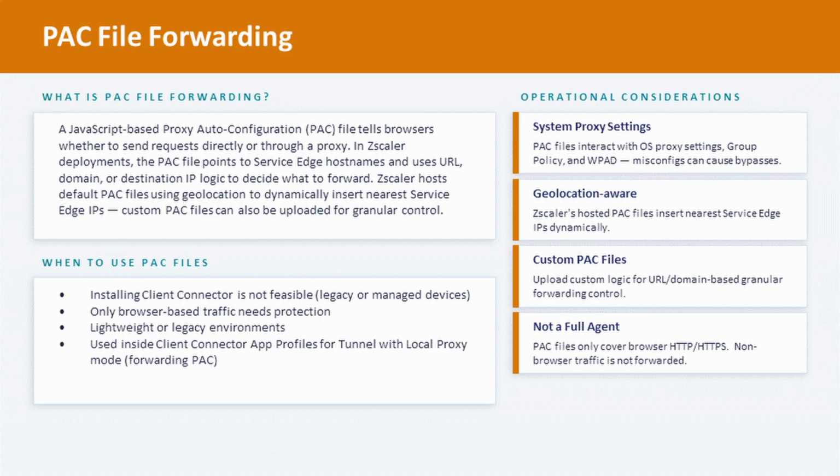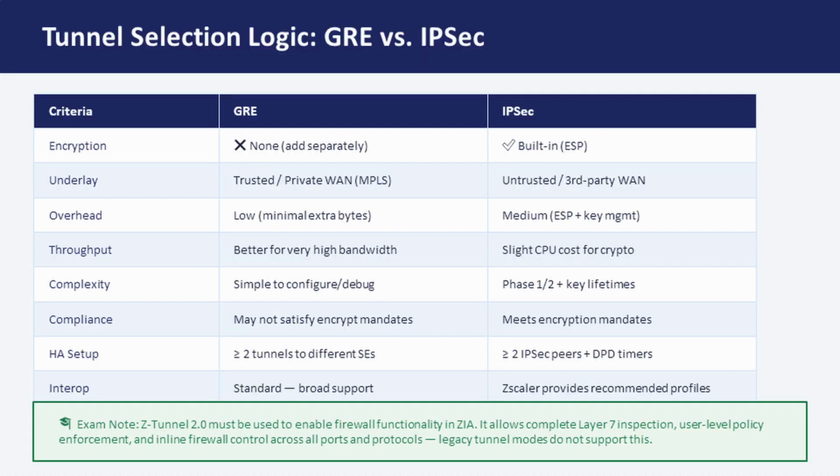They leave significant portions of traffic unprotected, and that's a gap you need to be aware of and communicate clearly when designing or evaluating a deployment. When you're designing site-to-Zscaler connectivity for a branch office or data center, you need to choose between GRE and IPsec. This decision comes down to 4 questions, and I want to walk you through each one clearly because this is a direct exam topic. The first and most important question is, do I trust the underlying network path?